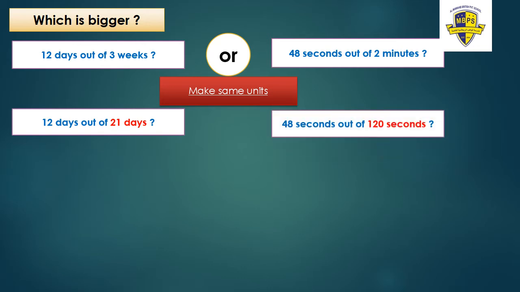And here I have 48 seconds out of 2 minutes. I will change both of them to seconds. So 2 minutes, I will change to seconds. How will I change it? Yes, 2 multiplied by 60 because 1 minute equals 60 seconds. So 2 multiplied by 60 equals 120 seconds. Once you get the same units, we will start to solve.